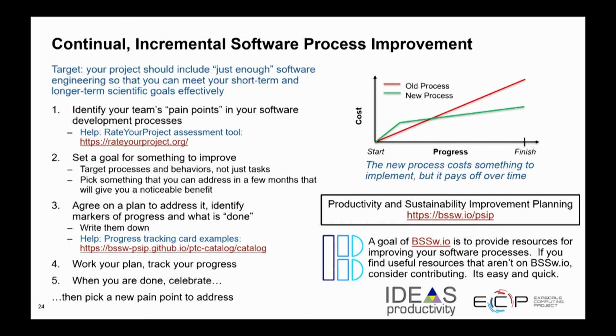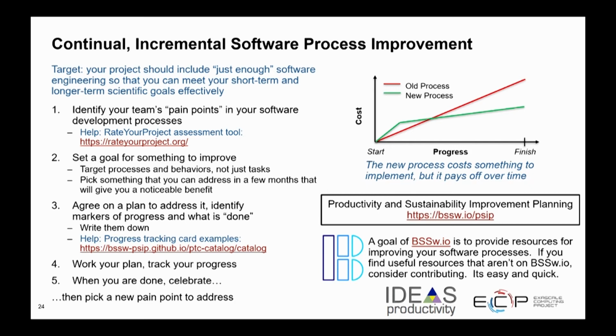Not, we need better documentation, but how do we ensure that every time we have a new commit, it has the appropriate documentation associated with it, and that doesn't get deferred for 3 months, which ends up getting deferred until never. So pick something you can address in a finite amount of time, maybe a few months, agree on a plan to address it, and then develop a set of markers. How will you track your progress towards achieving the goal? That's your progress tracking card, and then you can work the plan and track your progress. And when you're done, you can celebrate and then move on to the next pain point.